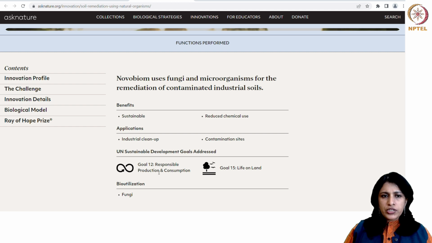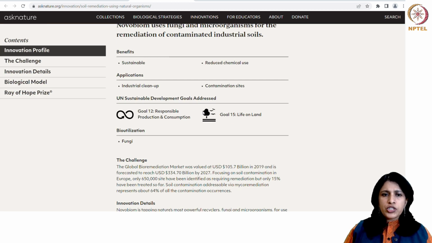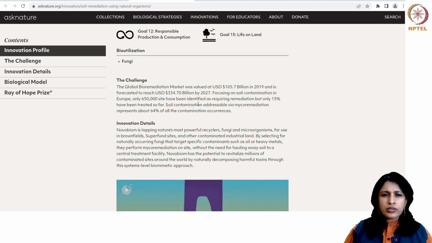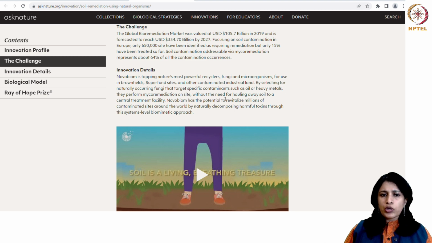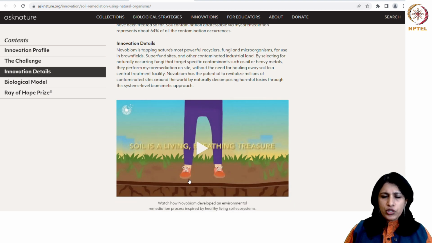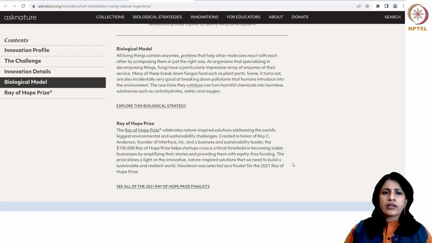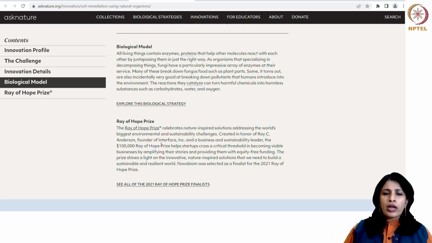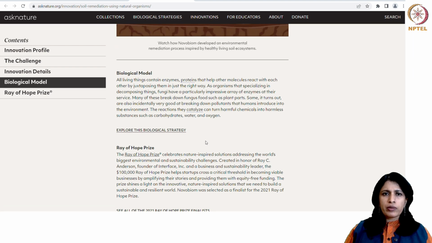So this innovation right here, they have spoken about what they do. They're using fungi and microorganisms for remediation of contaminated soils. What are the UN SDGs that they have targeted using this? What is the challenge they started with? What is the actual solution they came up with? There is a short video to describe the innovation and how they used this. And you have heard of the Ray of Hope Prize, right? The Ray of Hope Prize I had mentioned in week 1. So if they are a finalist, they've given you details about that as well.